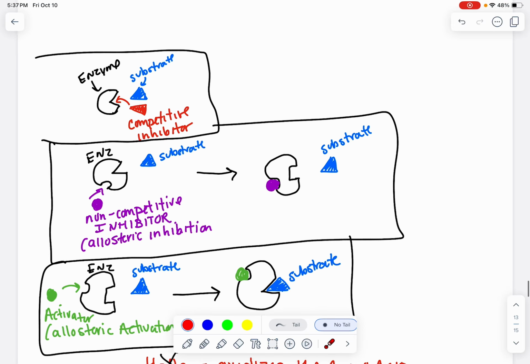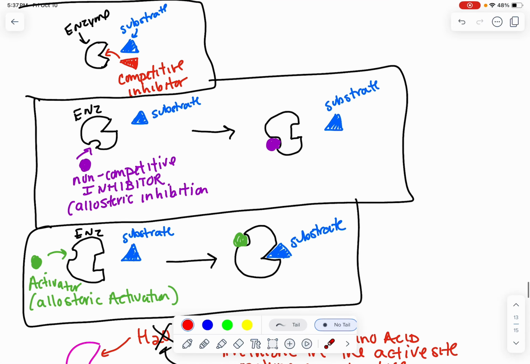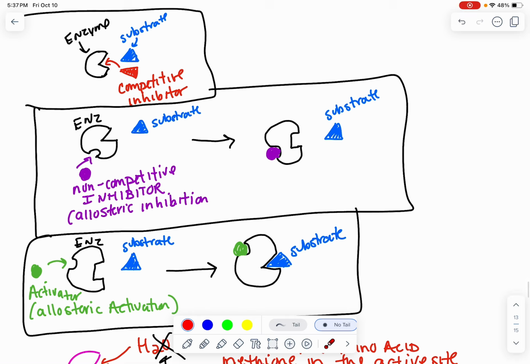I drew this picture. I don't know if this helps you. You can stop and copy it or take a picture of it. It's showing the difference between a competitive inhibitor, a non-competitive inhibitor, which is an allosteric inhibitor, or an allosteric activator. Kind of the same thing. I think these pictures are simpler.